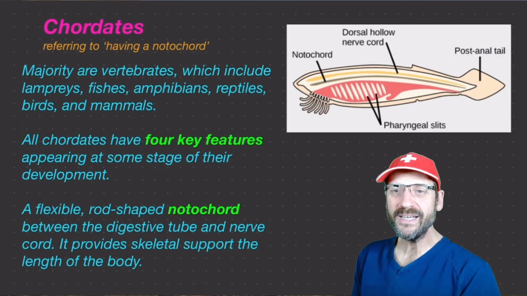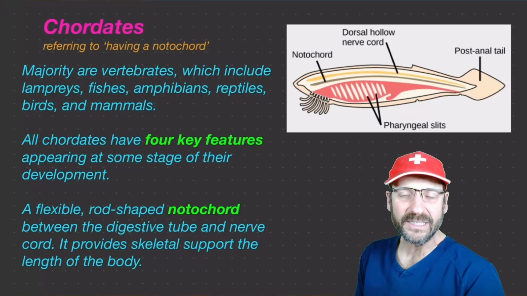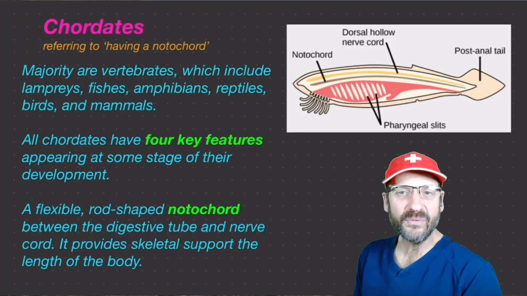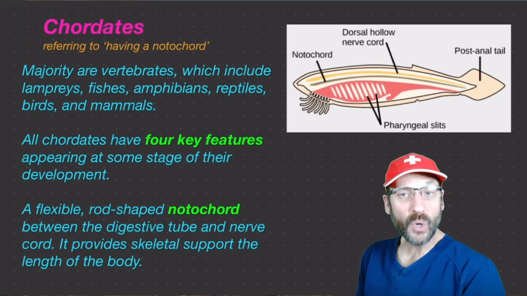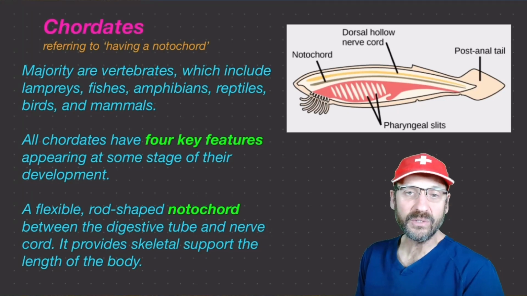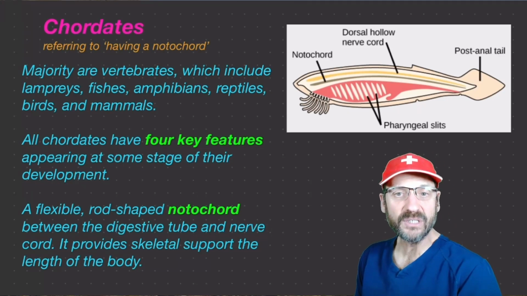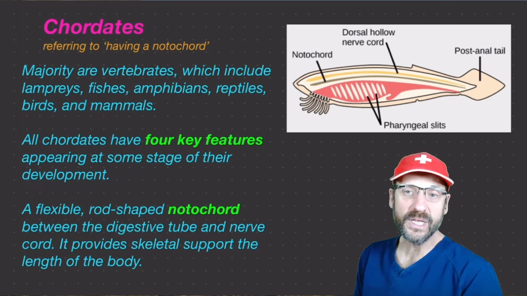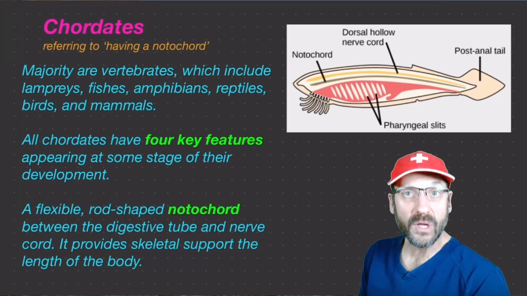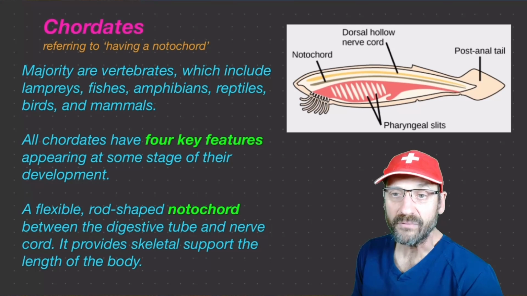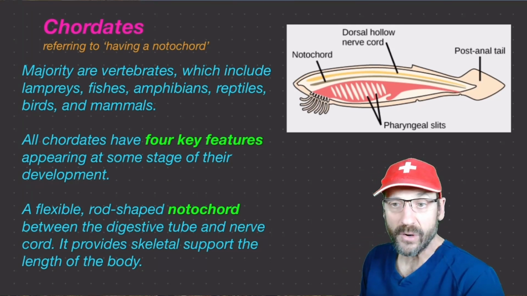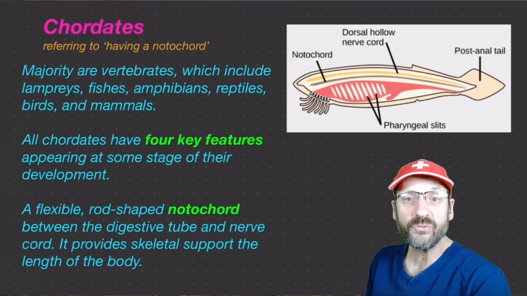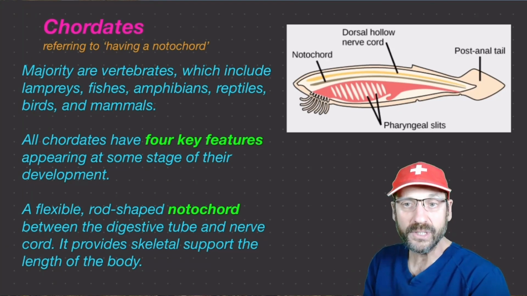All right, let's now finish this chapter off with the chordates. The name refers to the fact that they have a notochord. The majority of them are vertebrates, which include lampreys, fishes, amphibians, reptiles, birds, and also the mammals. All chordates have four key features appearing at some stage in their development. That doesn't mean they have them throughout their life. They could have them during the embryonic stage and then it disappears. But through any of the stages, they have those key features.